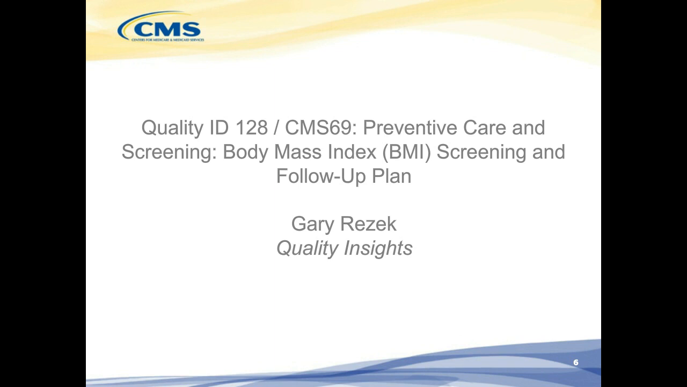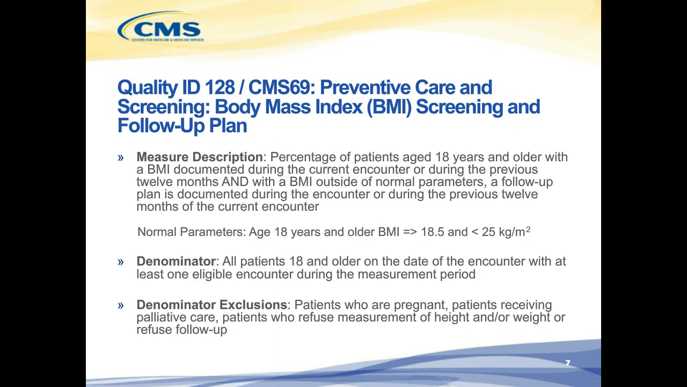Thanks, Susan. So today I'm going to talk for a little bit about the BMI Screening and Follow-Up Plan measure, some of the changes that have been made for 2019, and some of the frequently asked questions that we receive. So first, let me briefly go over the measure specifications. The denominator for this measure includes all patients 18 and older on the date of the encounter with at least one eligible encounter during the measurement period. We exclude patients who are pregnant, those receiving palliative care, or patients who refuse the measurement of height or weight.